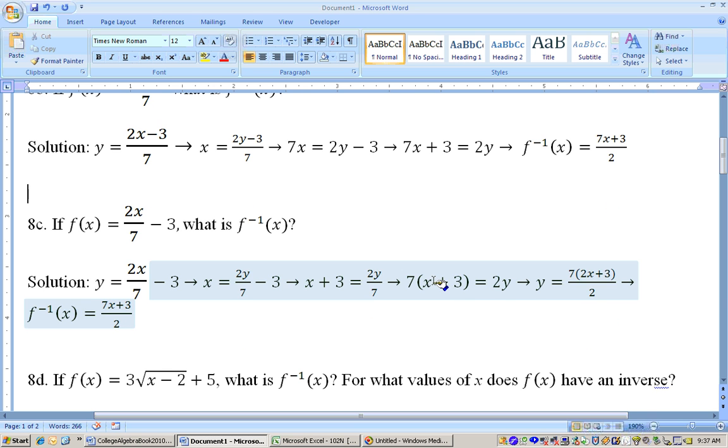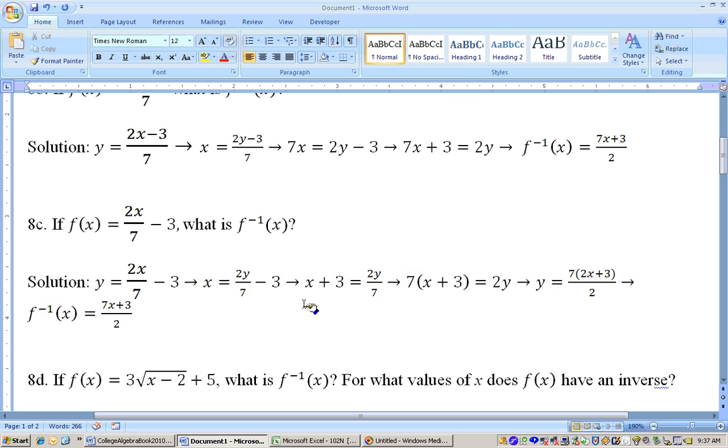Let's go ahead and go to 8c. It says if f of x equals 2x over 7 minus 3, what is f inverse of x? Well, here's the solution. First write it with y, and then next switch the y with the x and the x with a y. Everywhere there's a y, put an x, and everywhere there's an x, put a y. And we would have x equals 2y over 7 minus 3. Now solve this for y.